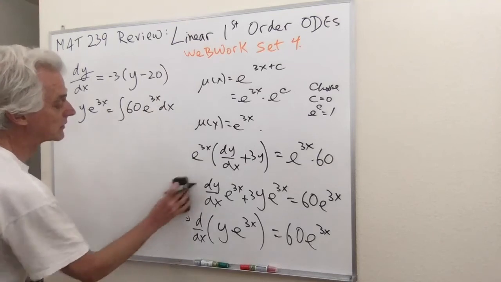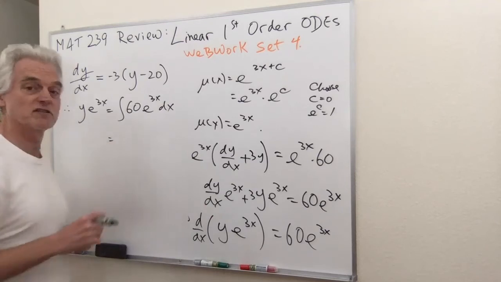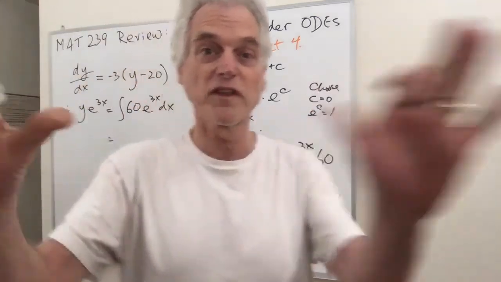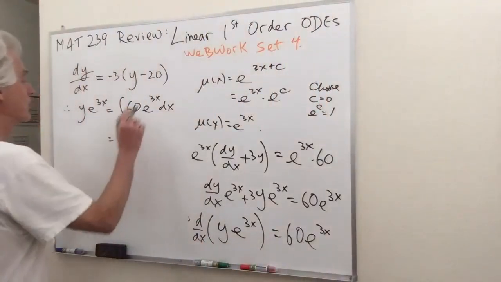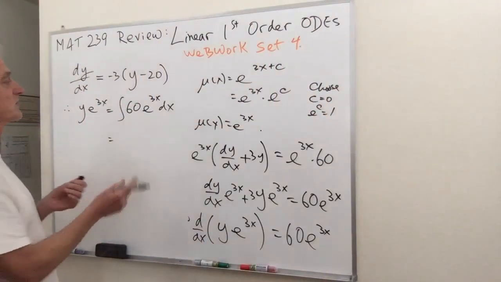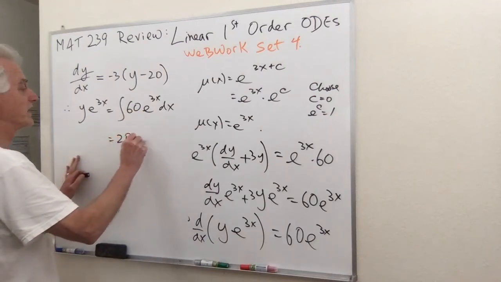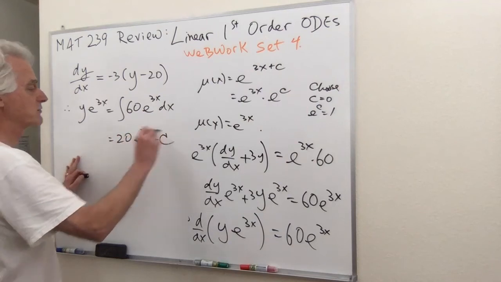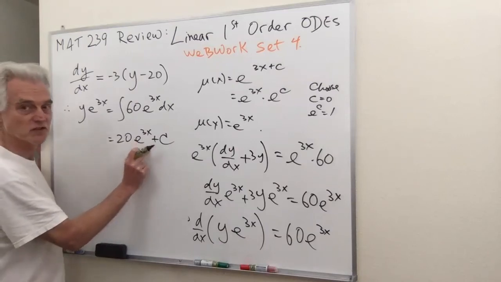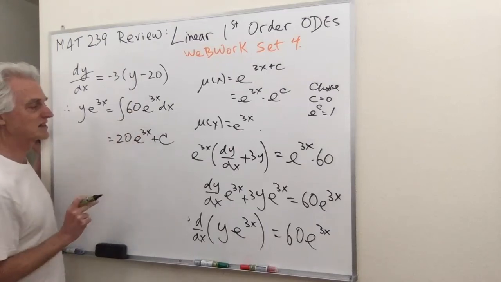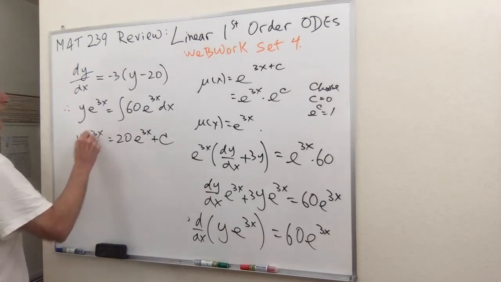Now I said earlier that the most important thing you need to know about differentiation is the chain rule. Good example here. Give me a function whose derivative is 60 times e to the 3x. Well, if I know the chain rule, that's 20 e to the 3x plus an arbitrary constant. The derivative of this is 20 times e to the 3x times 3. 20 times 3 is 60. So y e to the 3x is that.